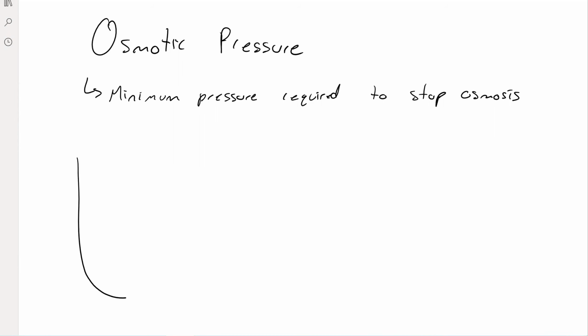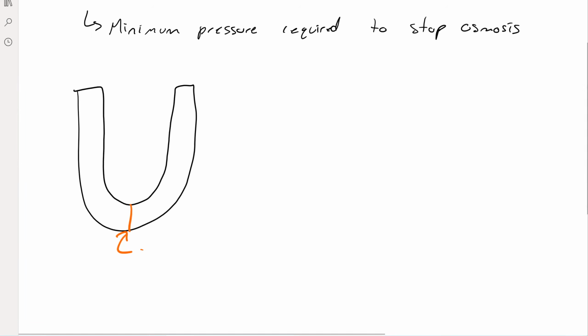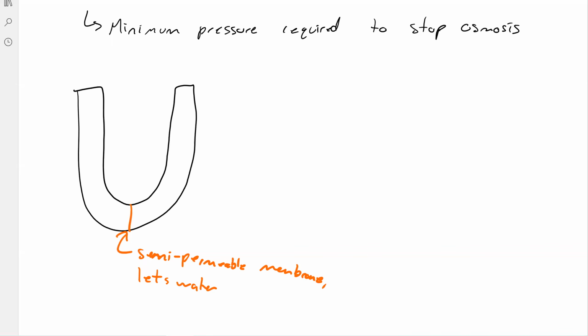So this is pretty cool. You can take some kind of solution. Usually they put it in a tube, but you don't have to put it in a tube. It doesn't really matter. You put some kind of semi-permeable membrane, like the one that's found in your cells. Semi-permeable membrane, this will let water through, but not solutes. So you do that, you fill it up with water, and naturally the two tubes will be of equal height, and that makes sense, right?